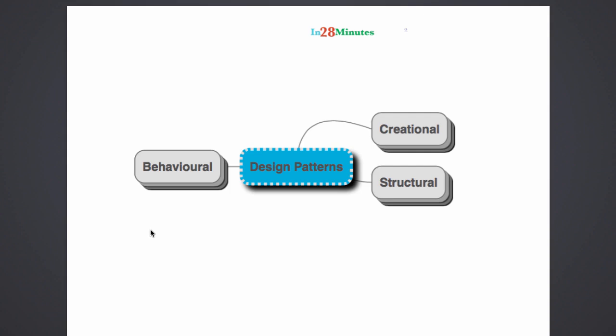In the next series of videos, we would be looking at each of the design patterns in these categories in detail. We would start with the creational design patterns.